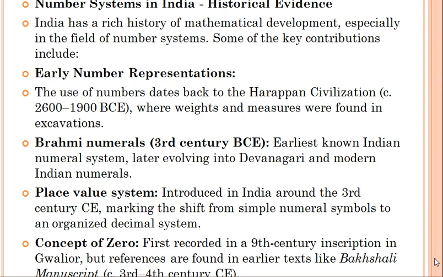So the concept of zero is first recorded in a 9th century inscription in Gwalior, but references are found in earlier texts like the Bakhshali manuscript, that is 3rd to 4th century. So here, based on that, you will be able to see how the concept of zero was used.